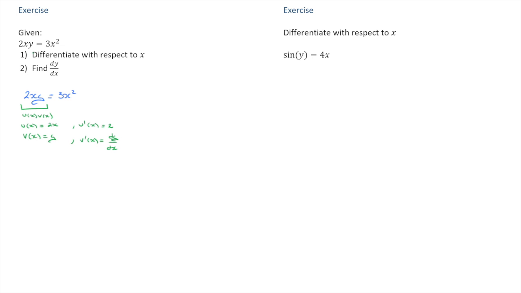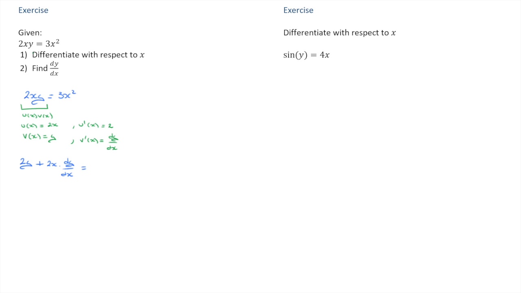And now that we've done this, to differentiate 2xy, we just use the product rule. And the product rule, remember, tells us that if we have the product of two functions uv, the derivative is u dash v plus uv dash. So in this case, that would be u dash v is 2y plus uv dash, so that's 2x times dy/dx. And that's the left-hand side done.